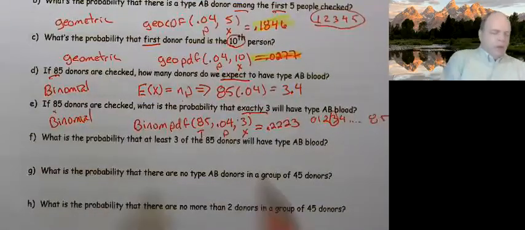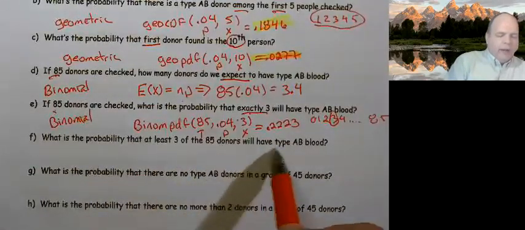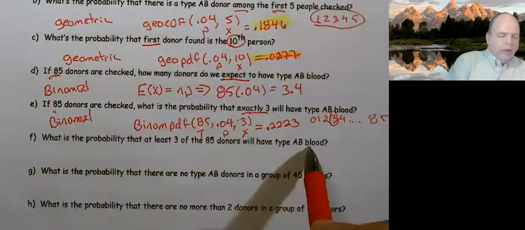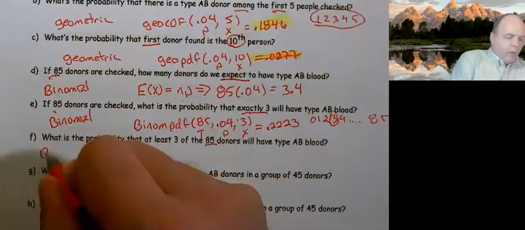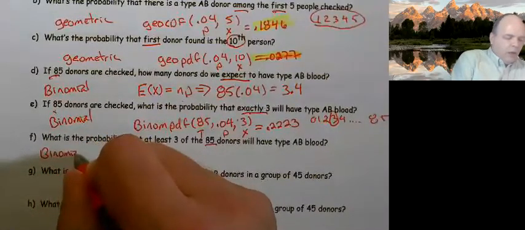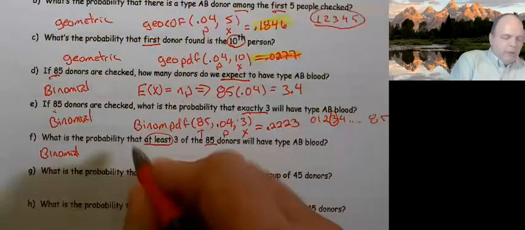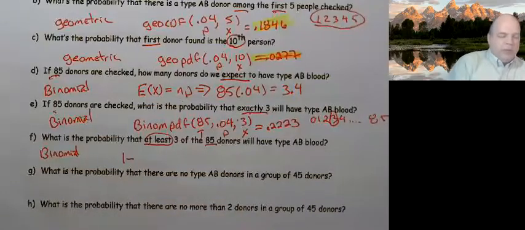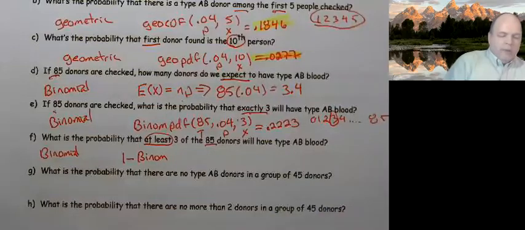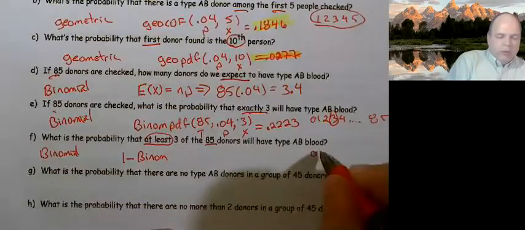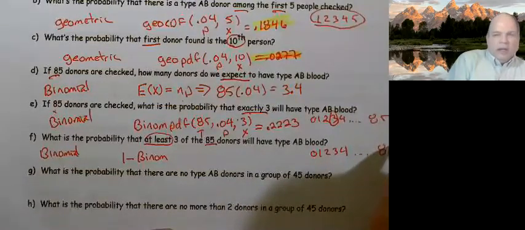The next question, what is the probability that at least 3 of the 85 donors will have type AB blood? First off, we have a specific number of trials. So this lets me know that we're working with a binomial. And then I see that horrible phrase, at least, which means I'm going to be needing to do 1 minus something. And since we know it's a binomial, it's 1 minus the binom. And if I were making my number line again, I'd go 0, 1, 2, 3, 4, ... all the way to 85.